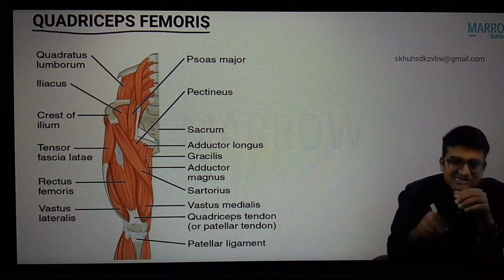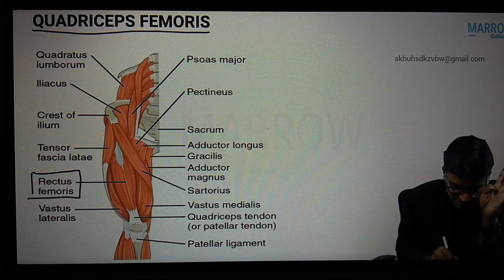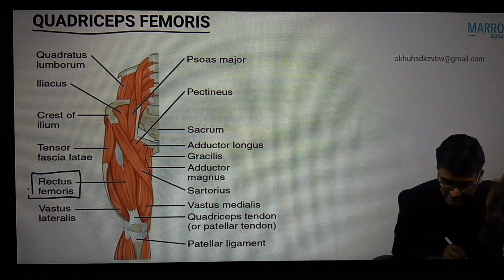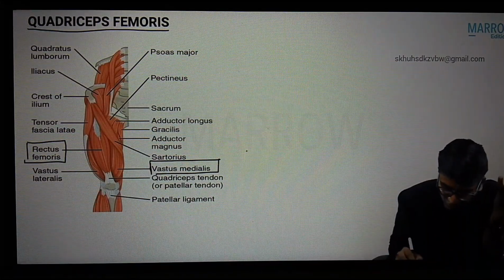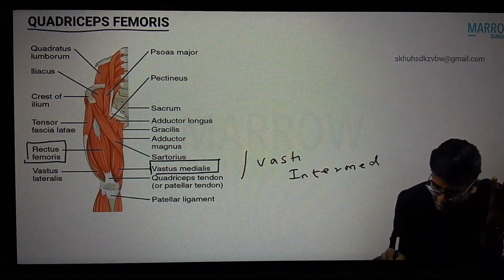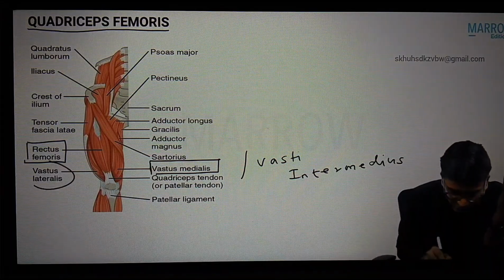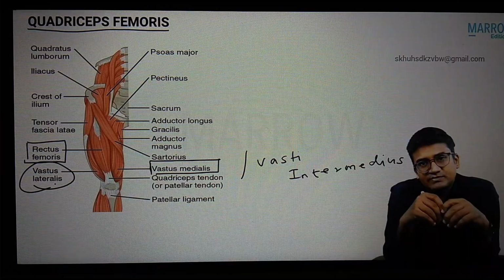The muscle has how many heads? 4 heads. What are those? Rectus femoris muscle and 3 vasti muscles: vastus medialis, vastus intermedius, and vastus lateralis. These 4 muscles form the quadriceps femoris muscle.